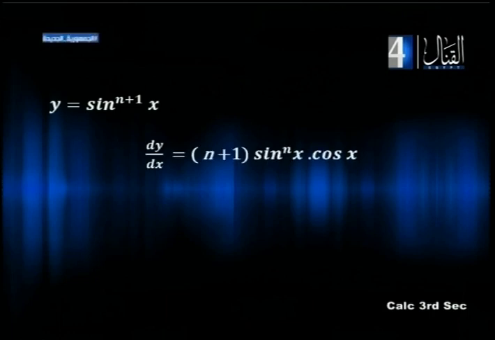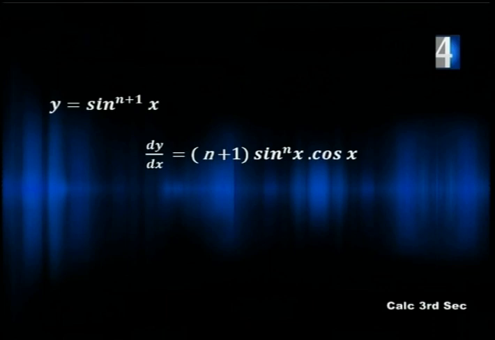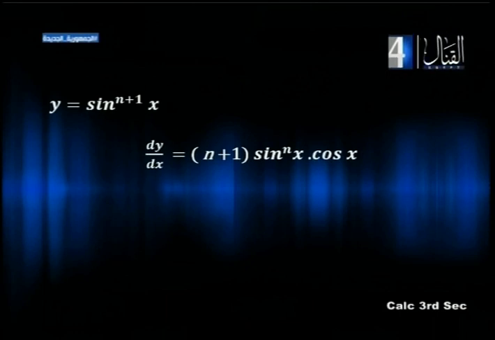Now we have y equal sine x to the power n plus 1. Then dy/dx equals n plus 1, which is the power of the function sine x, multiply sine x all to the power n plus 1 minus 1, which equals n, multiply the derivative of the function inside the bracket. The derivative of sine x is cosine x. Then dy/dx equals between two brackets n plus 1 multiply sine x power n multiply cosine x.